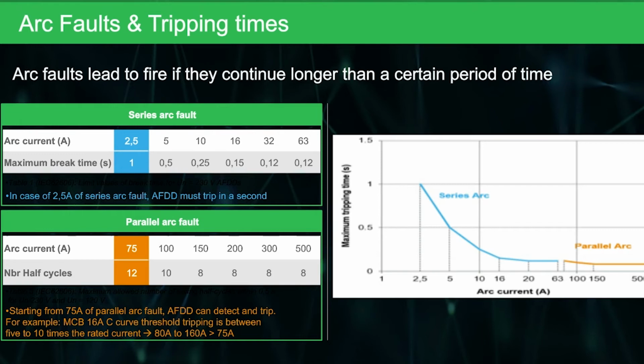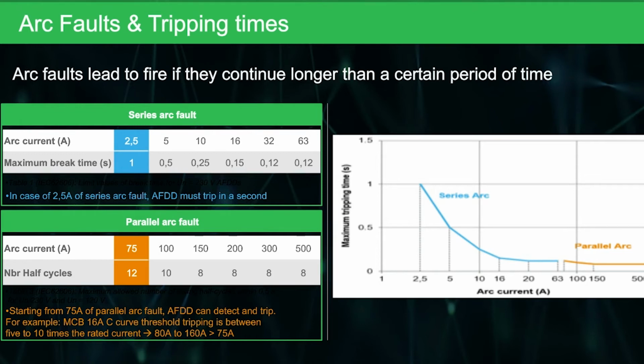On this curve you can see the blue curve for series arcs. What it's indicating is the tripping curve for an AFD device. We must trip before we get to that curve. As you can see, as the current gets higher, the maximum breaking time or tripping time has to reduce to allow for the same amount of energy. So at 2.5 amps it must trip in 1 second, and at 63 amps it must trip in 0.12 seconds.